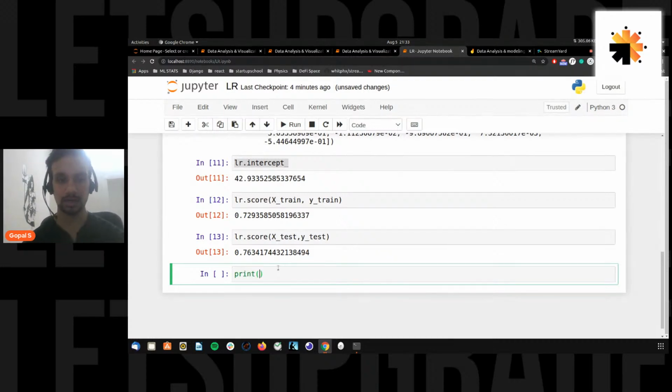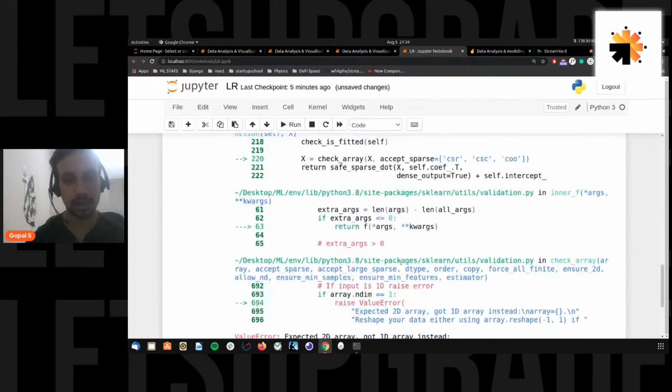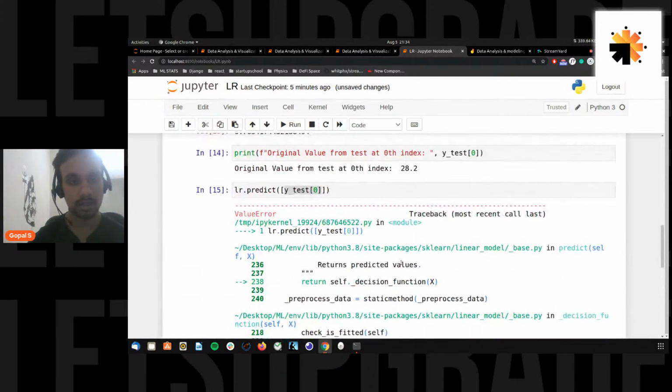So let's print the original value from test at the zeroth index, which is y test of 0. It is this much, 828.02. I want to predict the value now, and it takes the value in array form, so give it as a 2D array, simple and subtle.